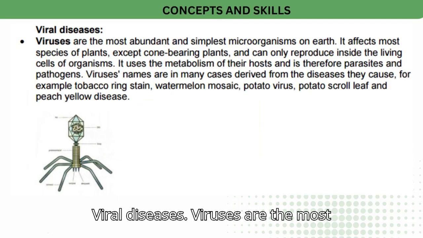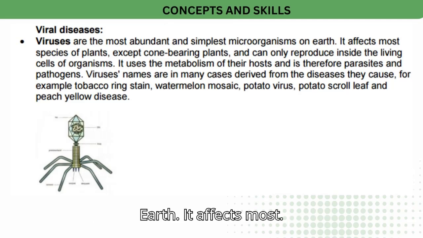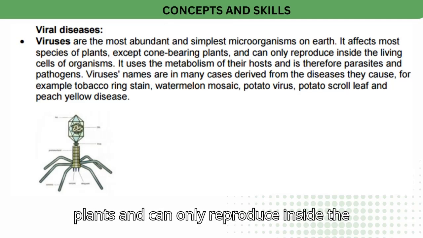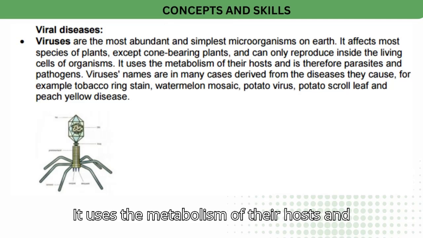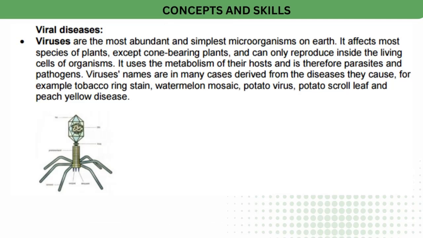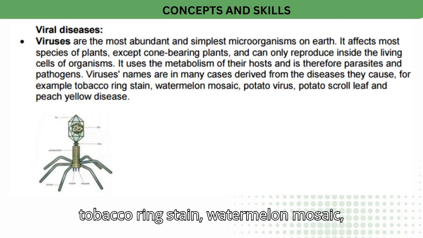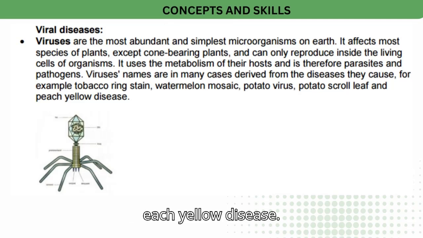Viral diseases. Viruses are the most abundant and simplest microorganisms on Earth. They affect most species of plants, except cone-bearing plants, and can only reproduce inside the living cells of organisms. They use the metabolism of their hosts and are therefore parasites and pathogens. Viruses' names are in many cases derived from the diseases they cause. For example, tobacco ring spot, watermelon mosaic, potato virus, potato leaf roll and peach yellows disease.